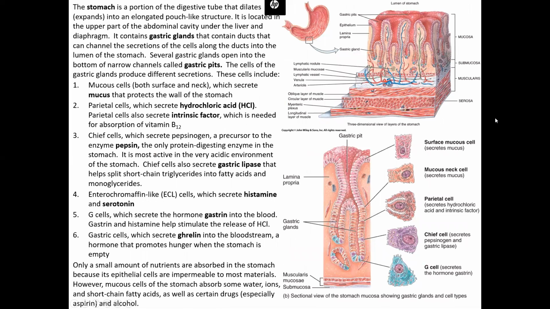Okay, moving on to the stomach, a portion of our digestive tube that will dilate or expand into an elongated pouch-like structure. It is able to do that because on the inside of the stomach, you can kind of see them here, it has these accordion-like folds called rugae.